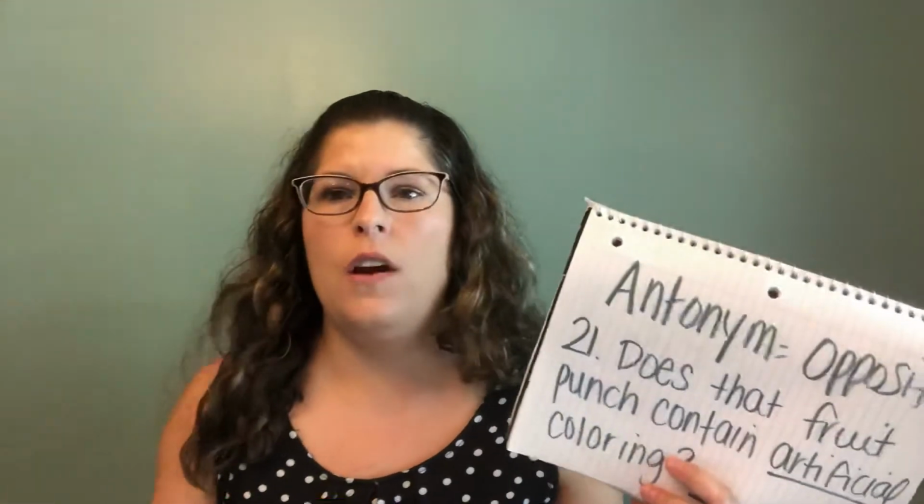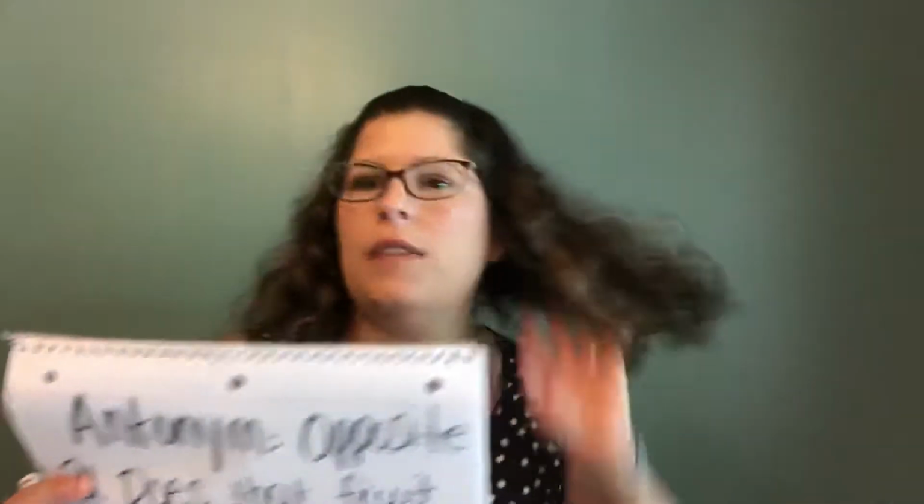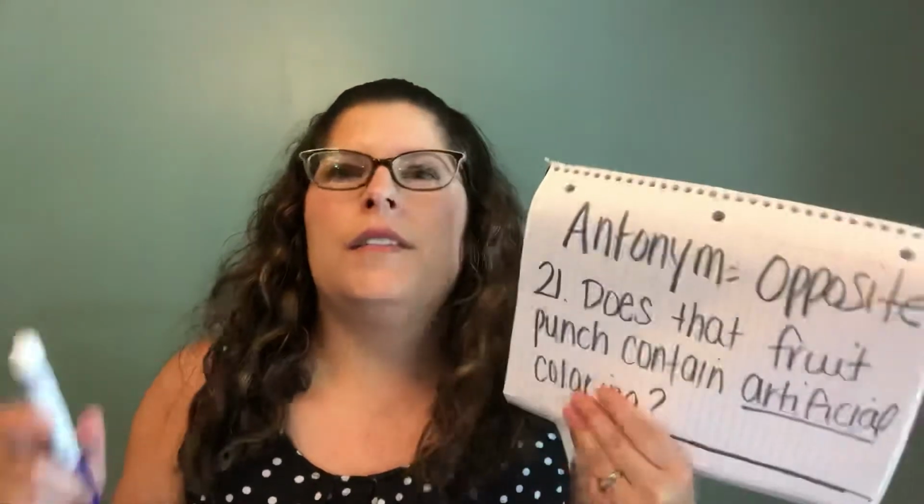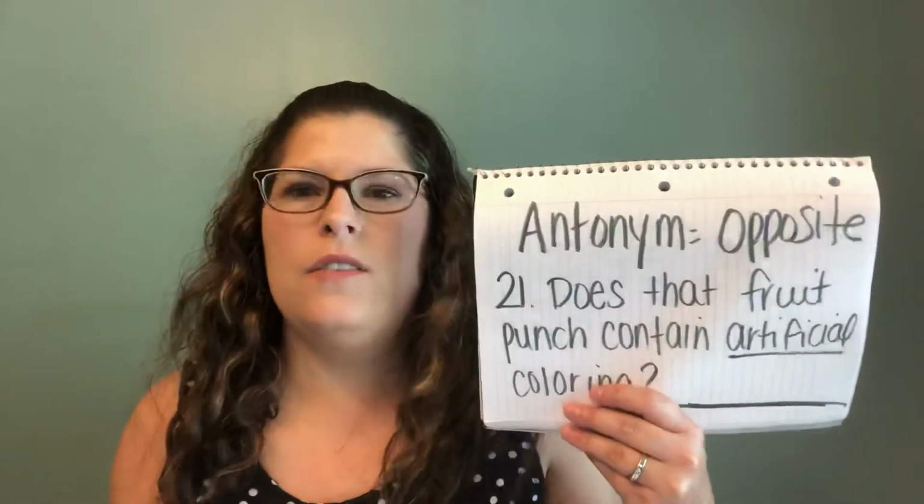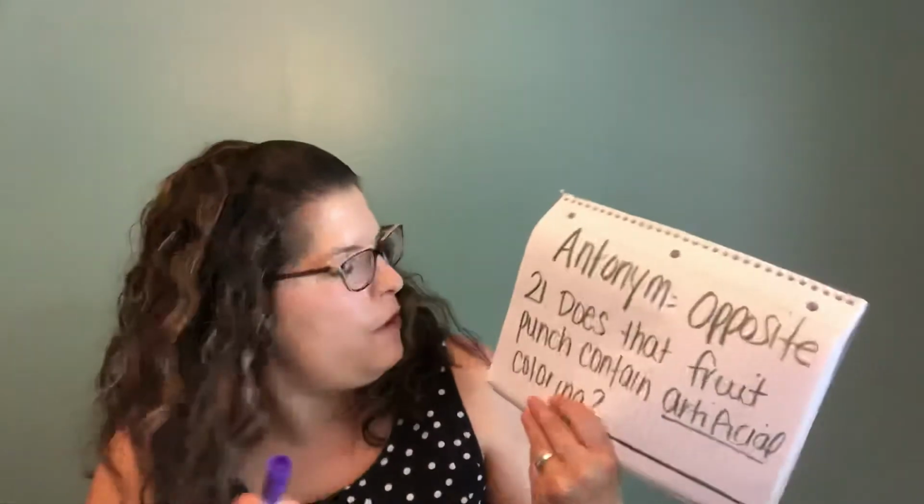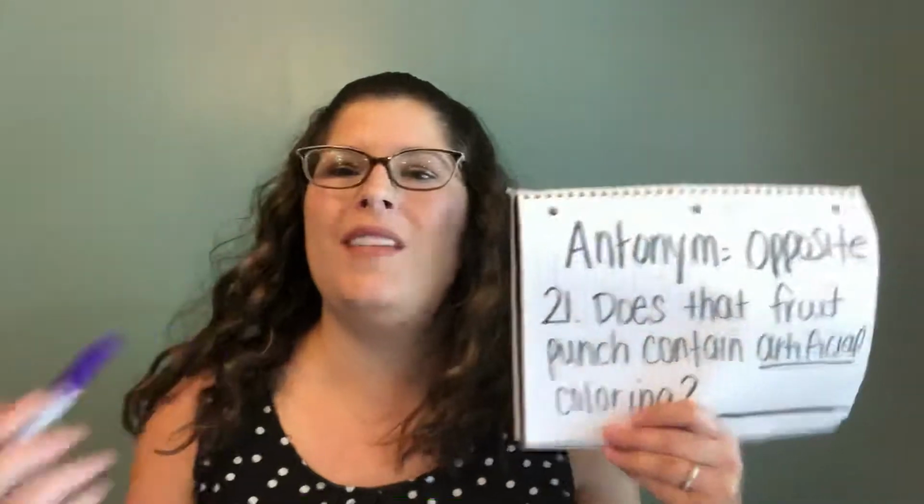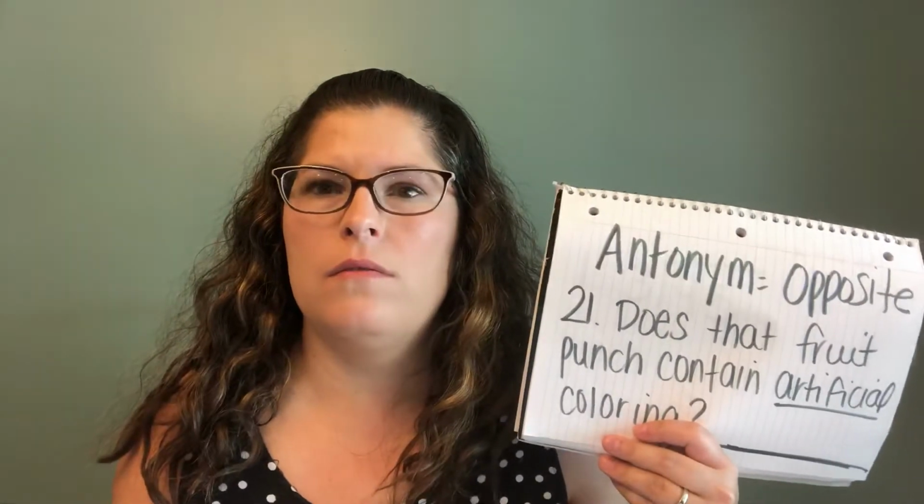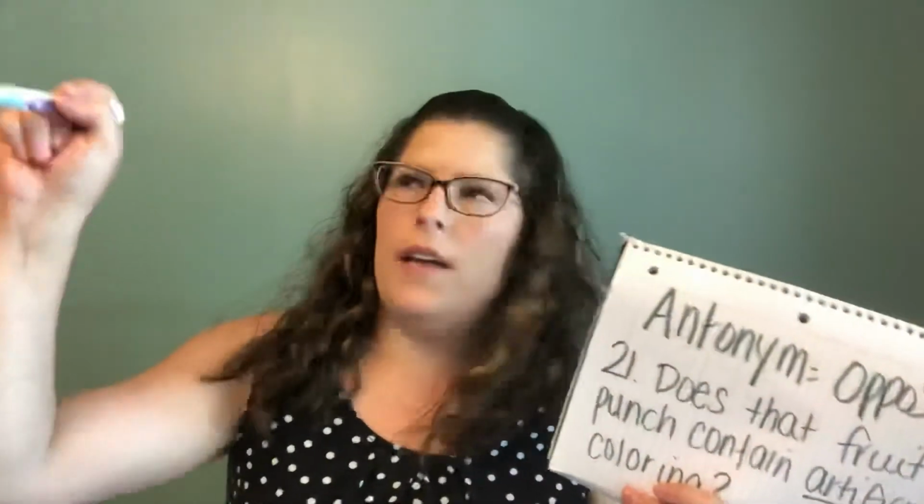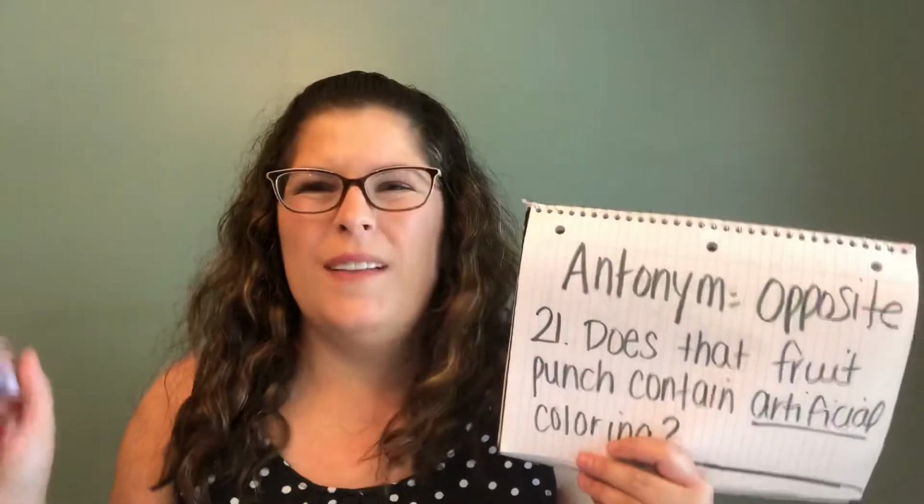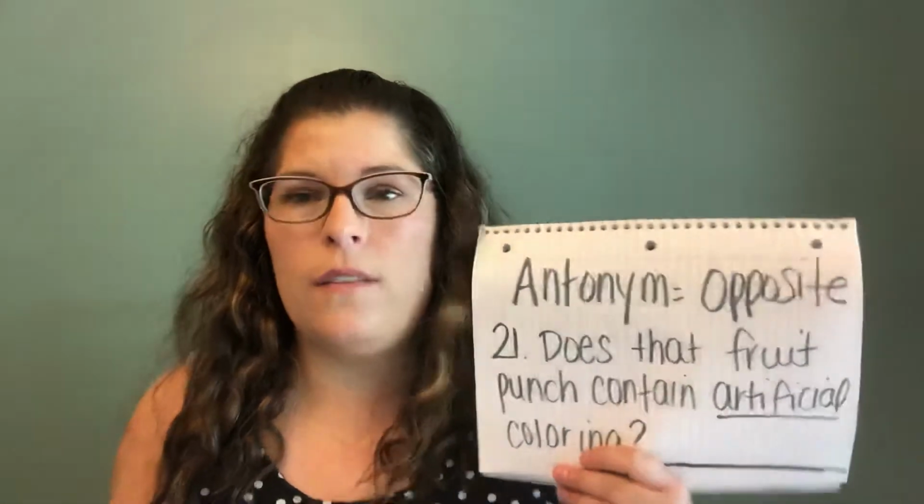Well, if you're like, I don't know what artificial even means, look it up. Dictionary.com, Google it. Meaning of artificial. Artificial means fake. So if you have artificial colorings, that means that you have fake colorings. So now we're going to look. Does that fruit punch contain artificial coloring? What's the opposite of artificial? Look that up if you want to. Antonyms of artificial. But we're going to say natural. The opposite of something that's artificial is natural.